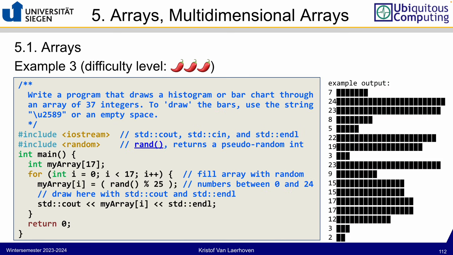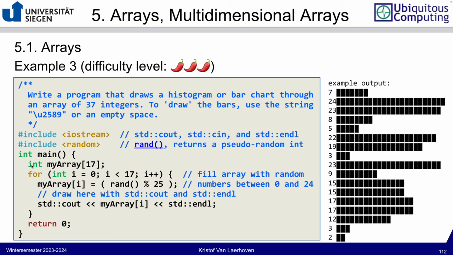Today we're going to do a little bit more difficult exercise where we're going to draw a histogram in the terminal. So it's very similar to the previous question, except here the user does not give the input of our integers. In this case, we get them straight away from a function that we can insert. So in this exercise, I'll already show you another type of library, which is called random. And this random library gives you access to this function, rand. And this rand gives you a pseudo-random integer.